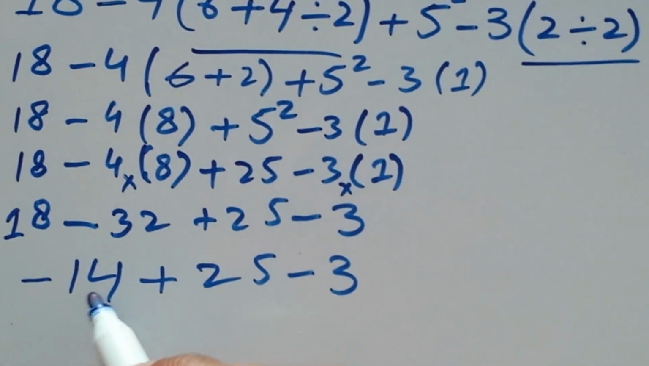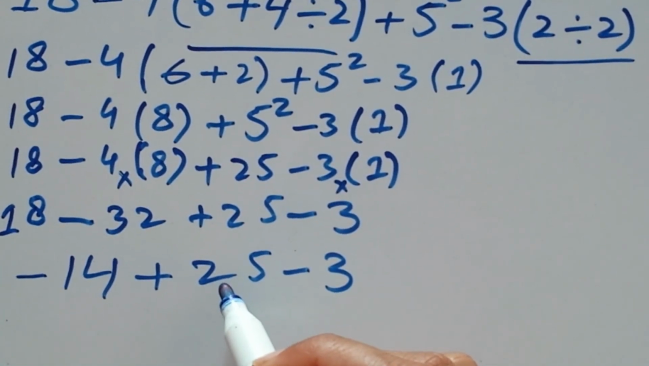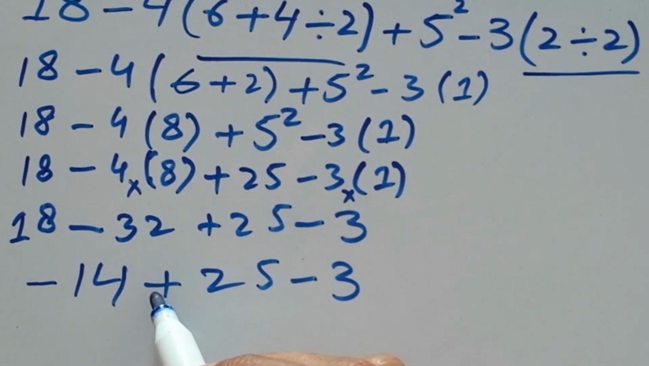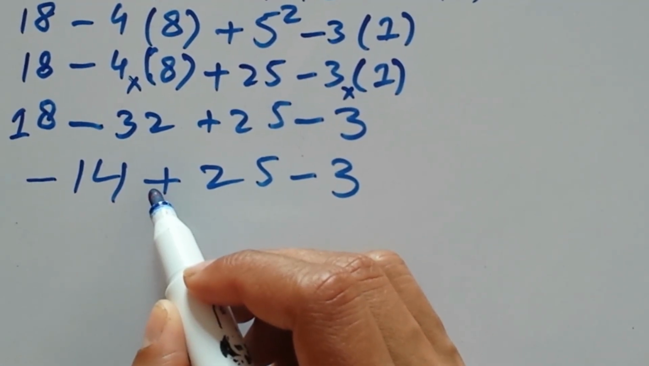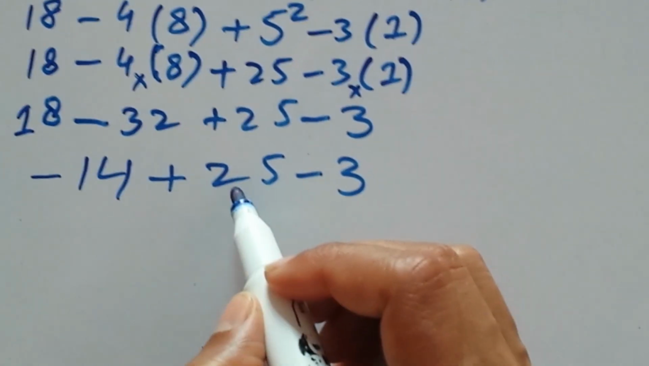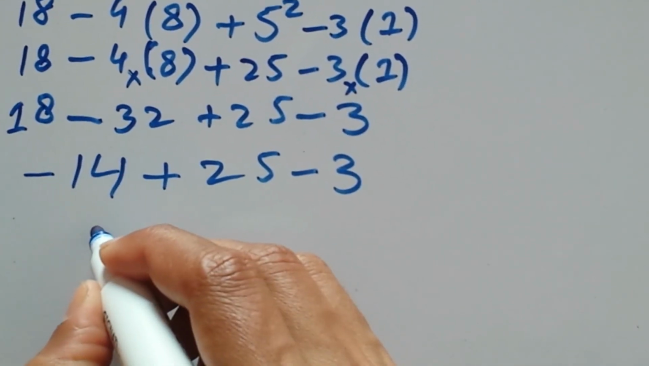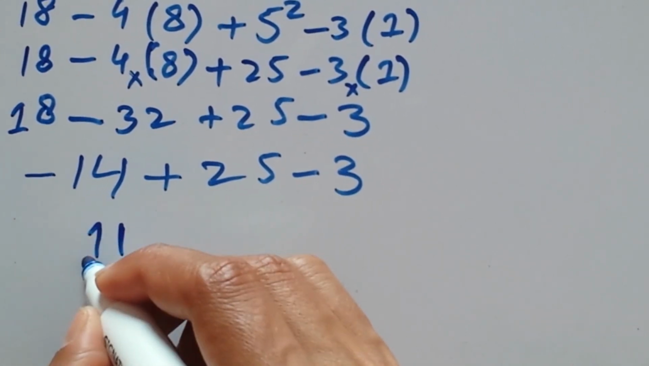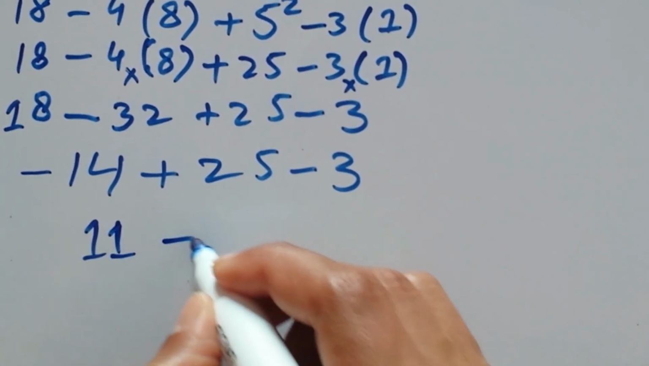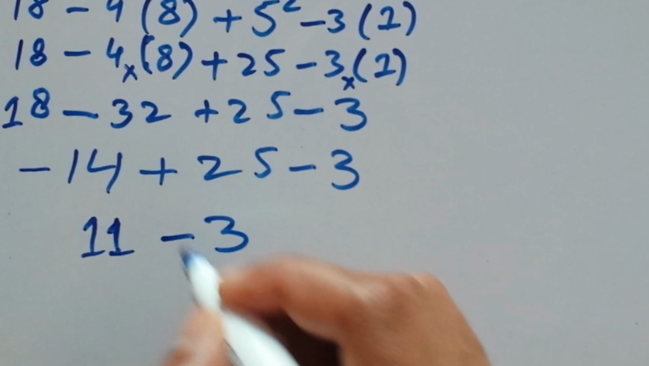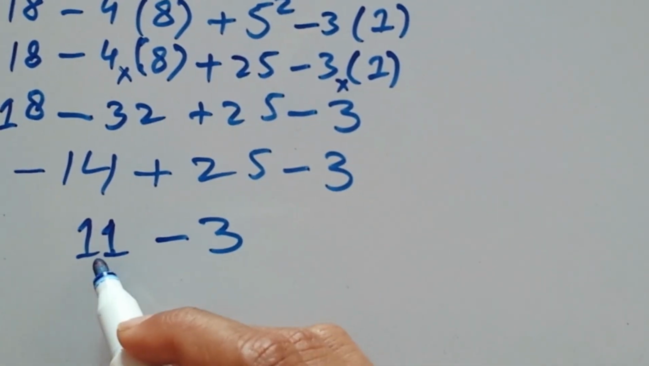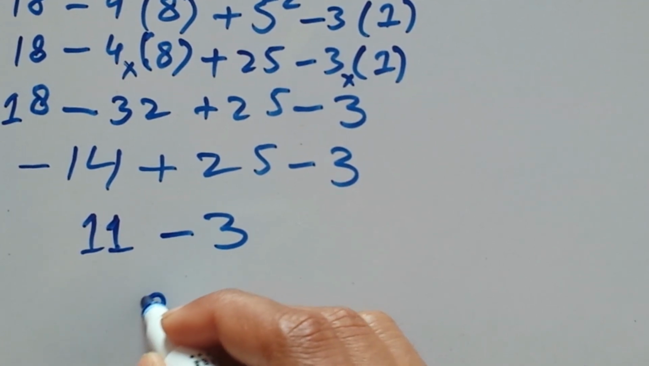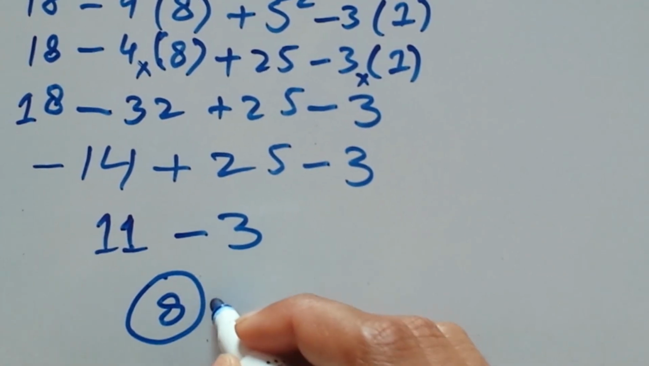Now minus 14 plus 25. Okay, so minus plus minus, right. So minus 14 plus 25 equals 11 and minus 3. This 3 minus 3. Now 11 minus 3 equals 8.